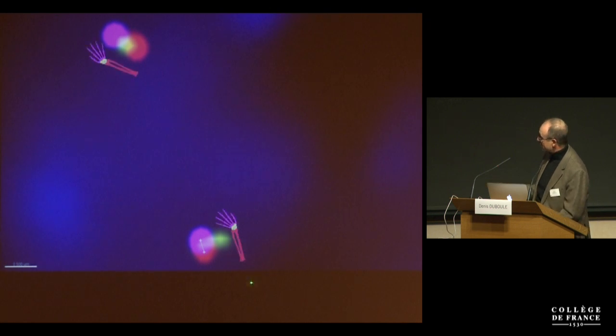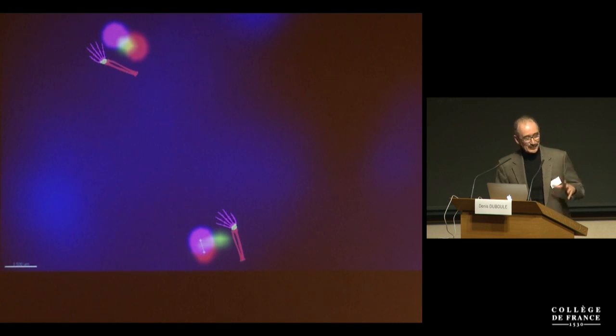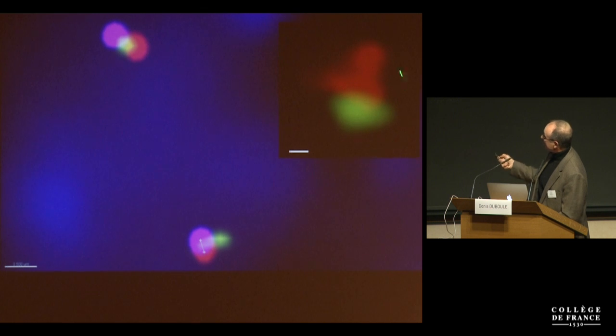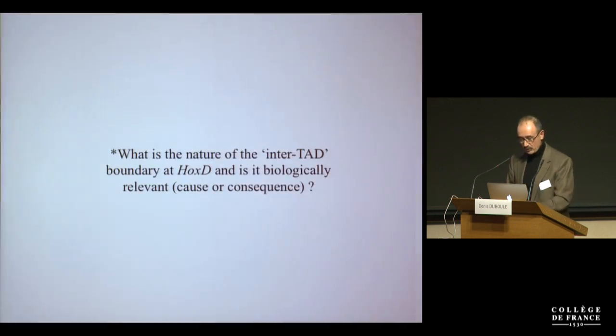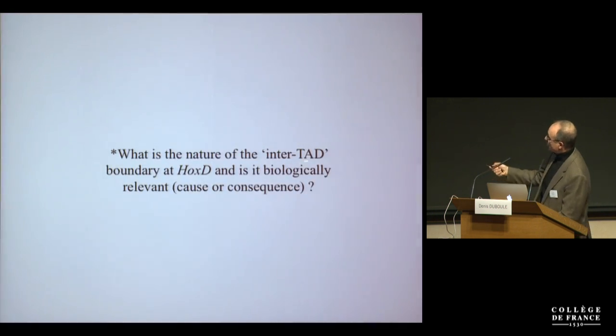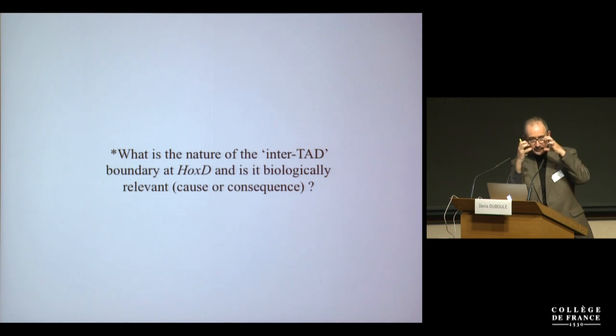I can't really resist showing you these limbs. This is back to the homunculus, in fact. It's sort of a metaphoric homunculus. But now you can look at this by using super resolution microscopy. This is a SIM picture. These are beautiful domains which do not merge. They never mix with one another. There's a very strong boundary between the two. And the question is, what is the nature of this inter-TAD boundary? And is it biologically relevant? Is it necessary that we keep these two regulatory domains separated from one another?